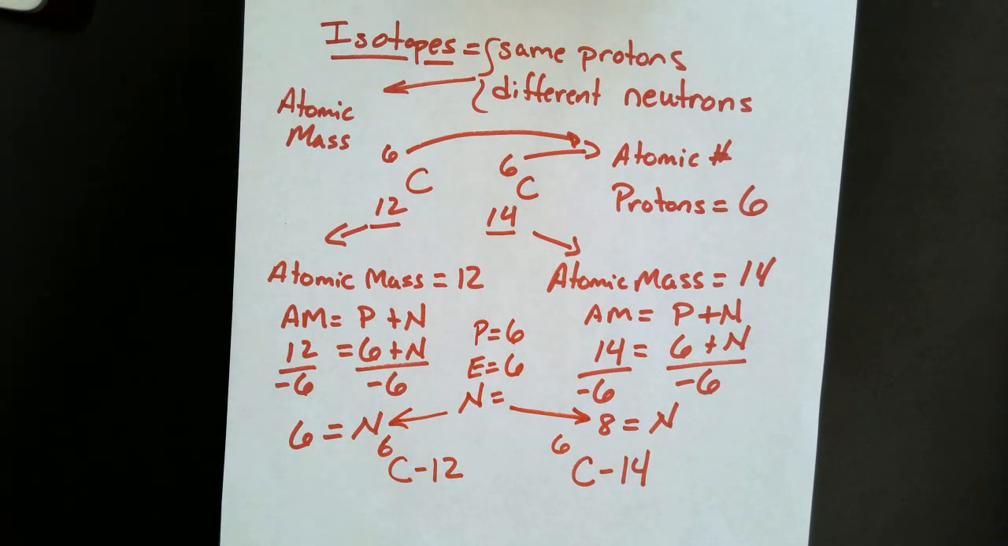So for carbon 12, it would be 6 protons, 6 electrons, 6 neutrons. For carbon 14, it would be 6 protons, 6 electrons, and then 8 neutrons from there. And you can do that with any of our elements that are up there. Again, just taking a look at the number of protons, neutrons, and electrons.